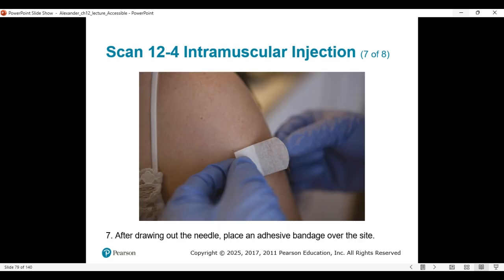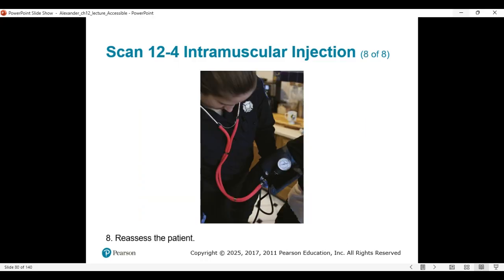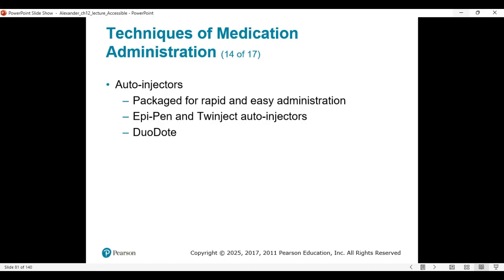And then we're going to draw out the needle. We're going to dispose of the needle right away, and then we're going to put a bandage over the site, and then again reassess the patient.